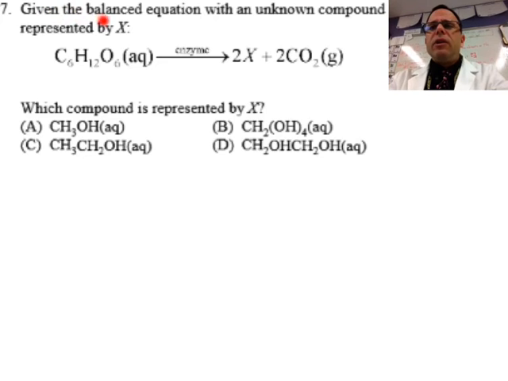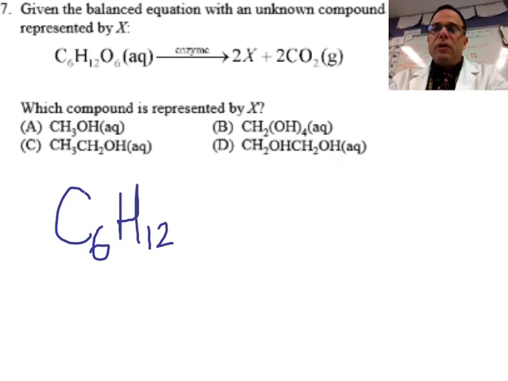Number 7. Given the balanced equation with an unknown compound represented by X, it's asking which compound is represented by X. So we do know that because of conservation of charge, the atoms that are represented by the reactant side must be the same as on the product side. So let's take a look at this. On our reactant side, we have 6 moles of carbon total, 12 moles of hydrogen, and another 6 moles of oxygen. By the way, that's glucose.